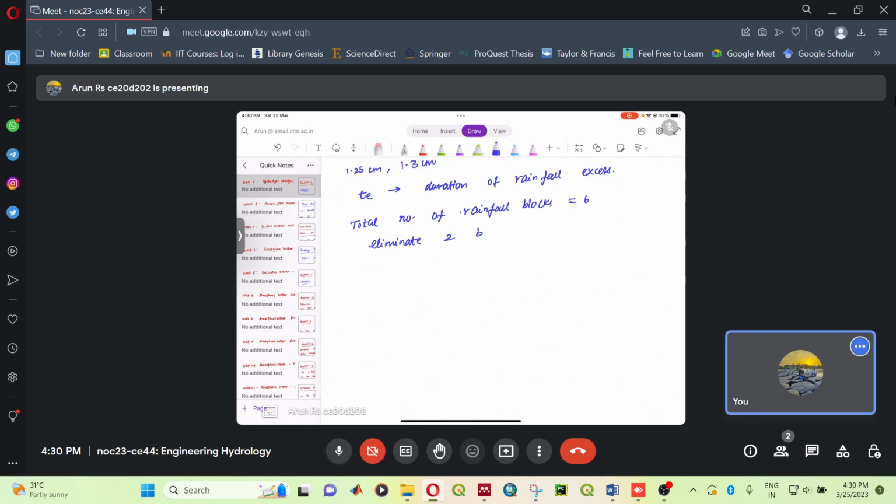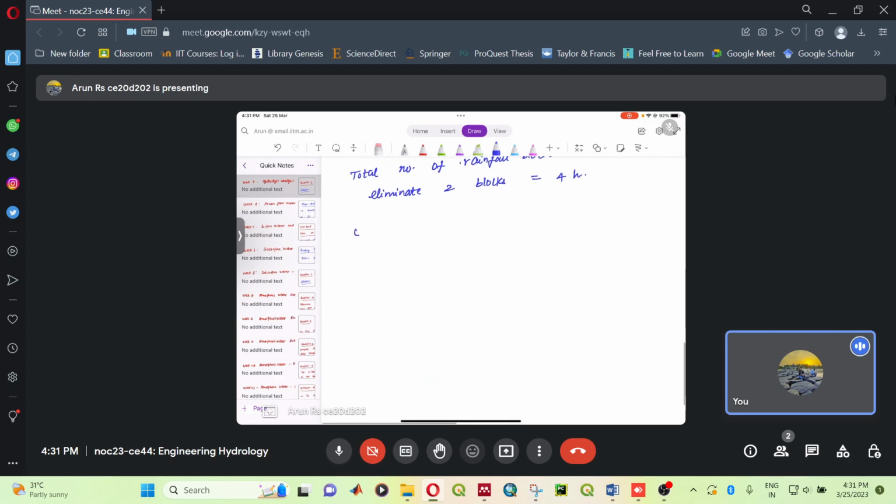Eliminate 2 blocks. So this is 6-hour duration, this is 4-hour duration. So the rainfall excess occurs for 4 hours. So if we calculate the phi index now, we need to add all the rainfall. So this is P minus R divided by T. This is the formula. In P we need to make the summation of all the rainfall blocks.